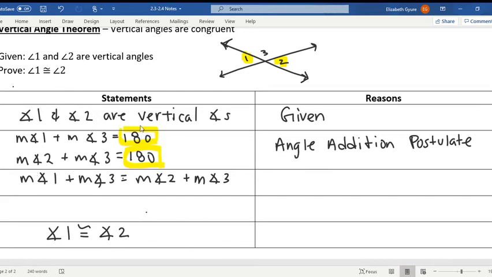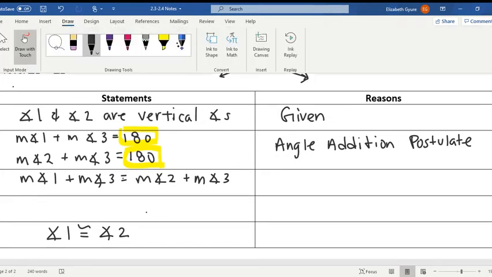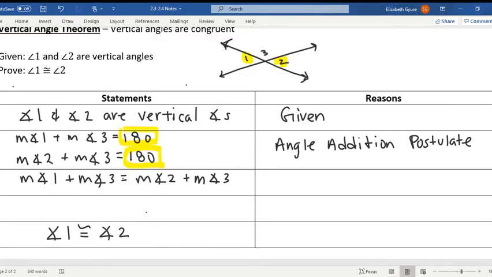However, you can also look at this and think transitive property because they both equal 180 degrees. And the transitive property can be used with both equality and congruence. So I would also accept the transitive property here. Whichever is more logical to you is the route I would take. So substitution or transitive. Again, they're both clearly equal to 180, so that could also be the transitive property.